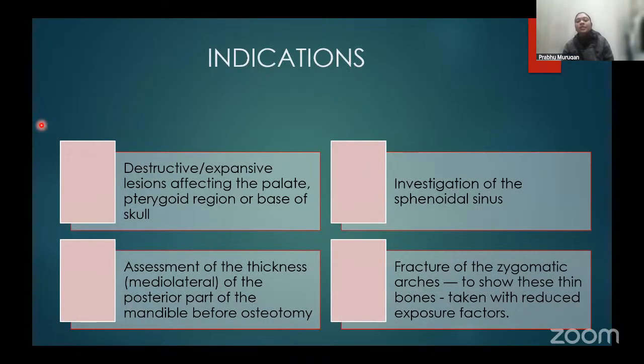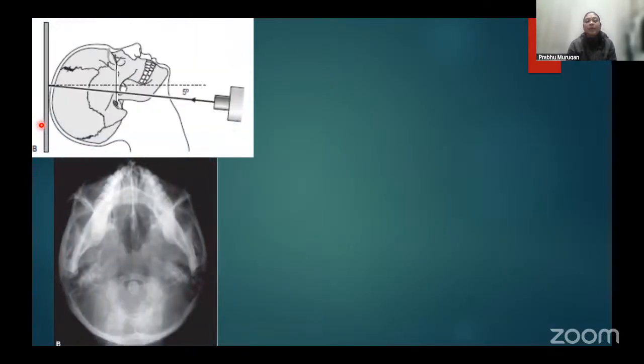Okay. So the next X-ray helps you to look at destructive or expansive lesions affecting the palate, the pterygoid region, or the base of the skull, to investigate the sphenoid sinus, to assess the thickness of the posterior part of the mandible after procedures like osteotomy, and also to assess fracture of the zygomatic arch. Okay, so this particular X-ray is called the submental vertex. Submental vertex means what? It is passing through the submental region and exiting at the vertex.